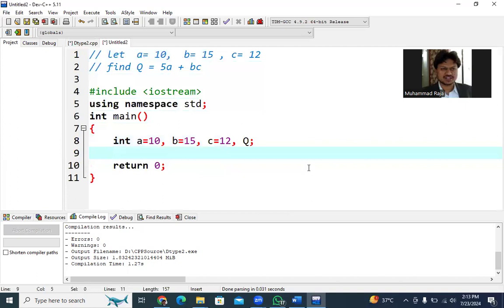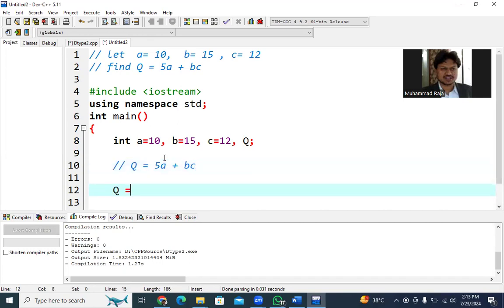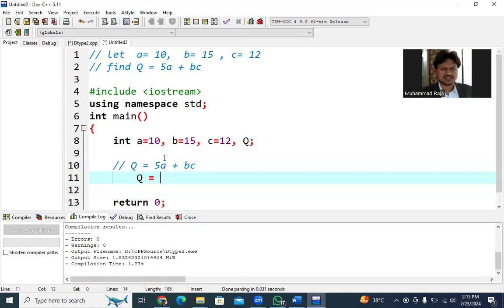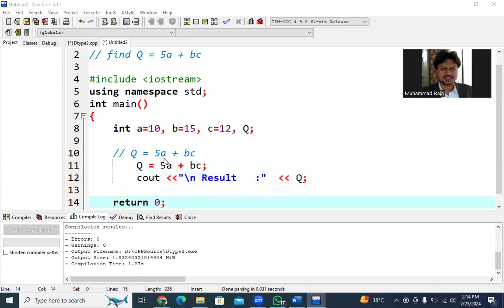We're not lengthening this now with the value of a, b, and c. We understood how we output and produce it on the screen. Now we want to know how you can solve this mathematical expression. I'm putting it here for your better understanding that the expression is q equal to 5a plus bc. Simply, I want to code it as q is equal to 5a plus bc, and cout. I want to see the result with cout as q. Okay, simple. So we are going to the program of math 2.